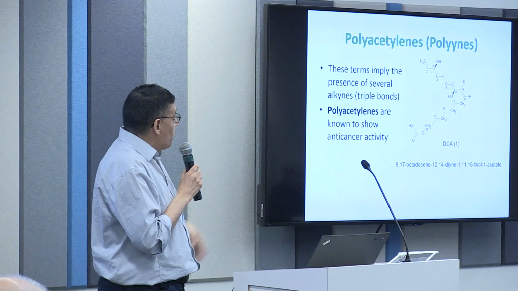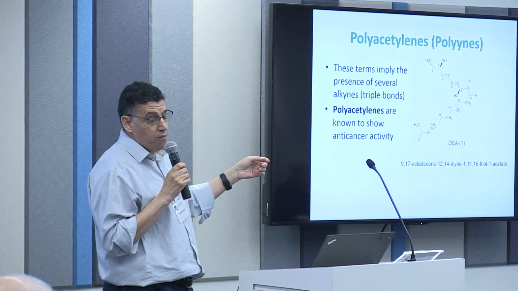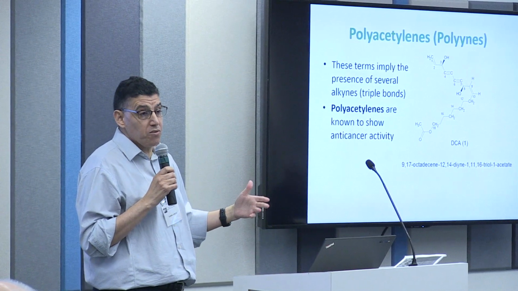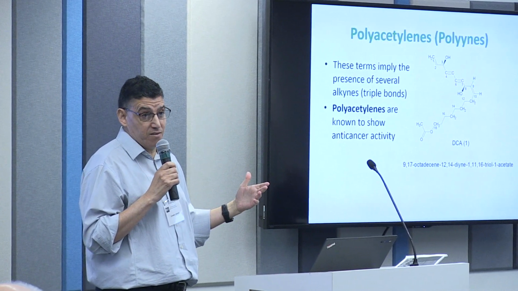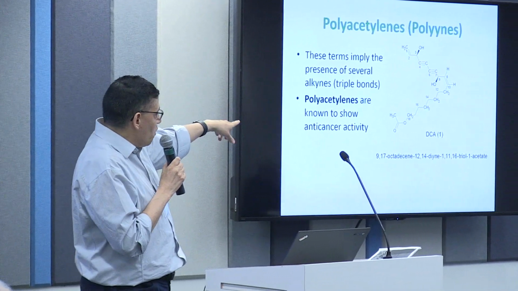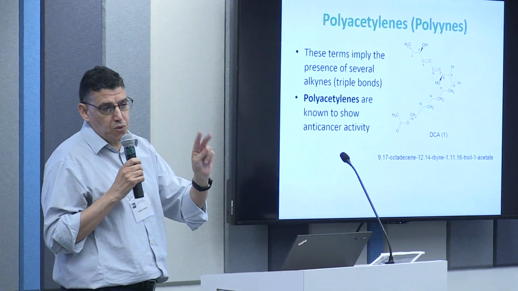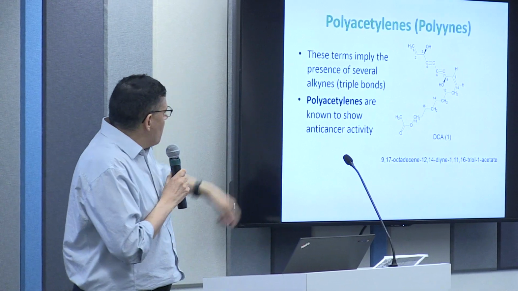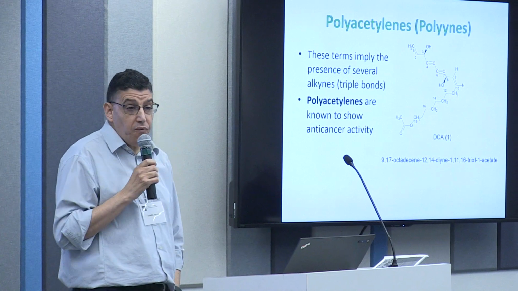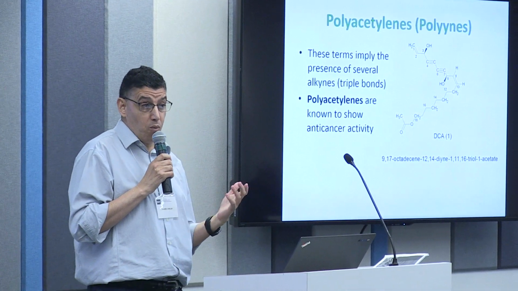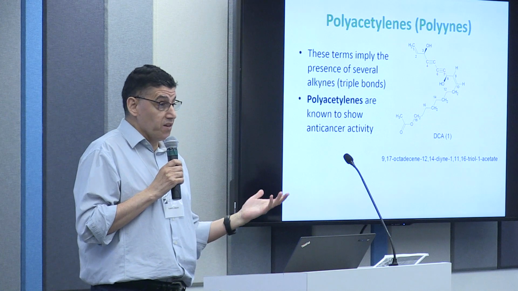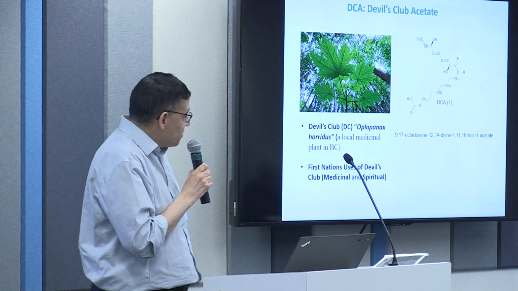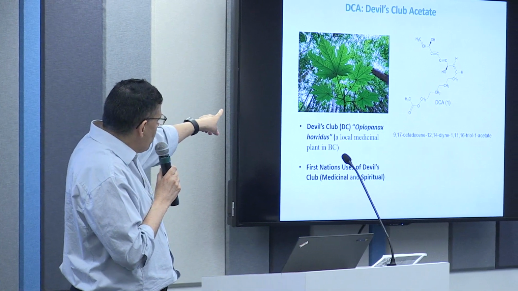Apparently, the presence of triple bonds is what makes these compounds have anti-cancer properties. In the compounds we are dealing with here, we have only two triple bonds. This compound was actually the first polyacetylene that we investigated in this project. It was extracted from Devil's Club.